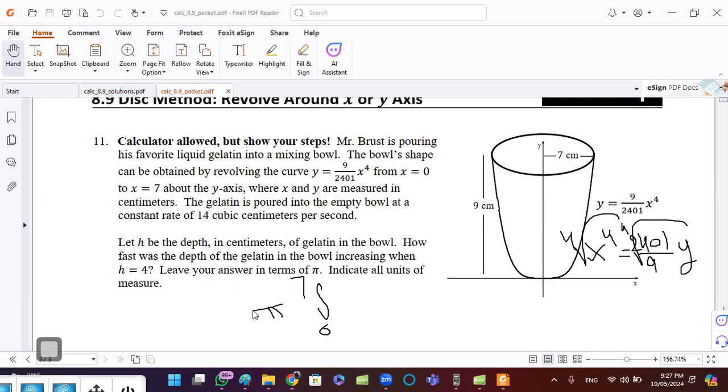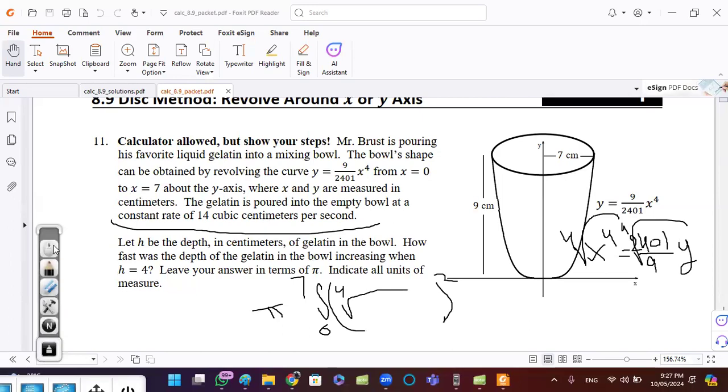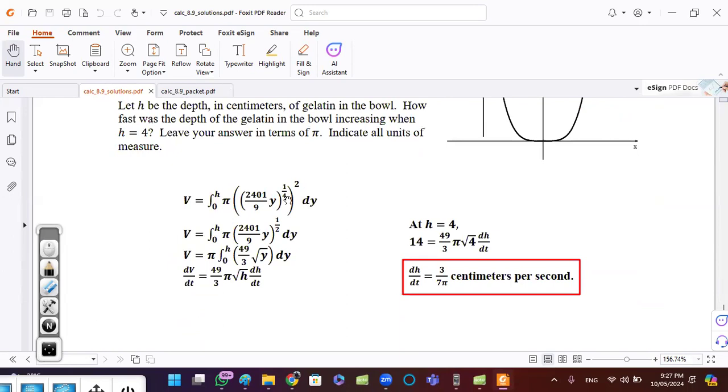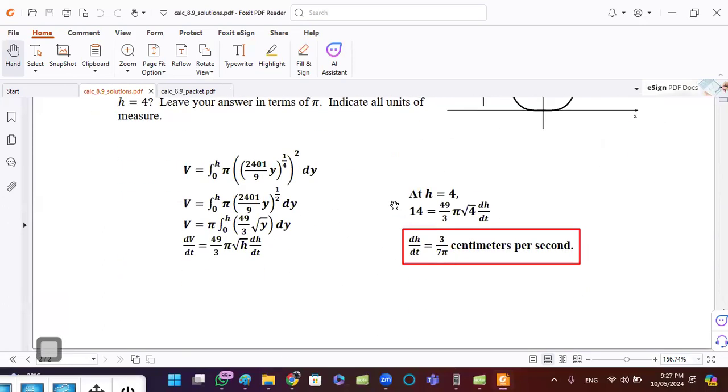This is y outside. This is the first question. This one, the fourth radical of 2401 over 9y, power 2. Got it? Let's see how he solved this. See, this is a fourth radical, from zero to height. But here the height is 7, and the height equals 4. So he makes the integral.